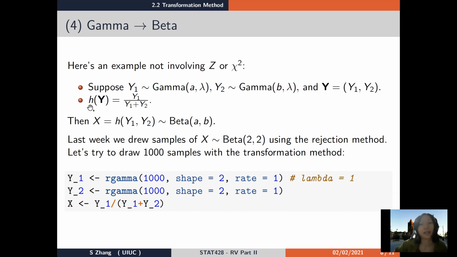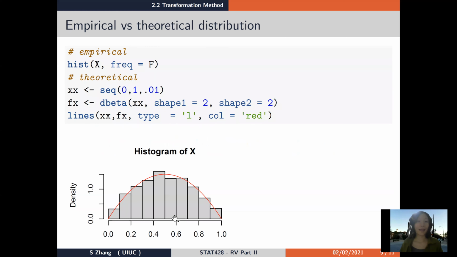Now, let's apply the transformation. So let's create a new vector x that is going to be equal to y1 divided by the sum of y1 and y2. And theoretically, x should follow the beta distribution with a and b both equal to 2. And indeed, it does. Again, when we plot the empirical and the theoretical distributions, so the empirical of the x's that we obtained from the transformations and the theoretical distribution of beta 2, 2, we can see that the two of them agree.